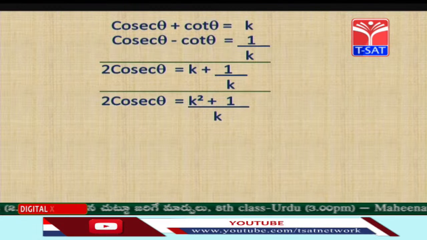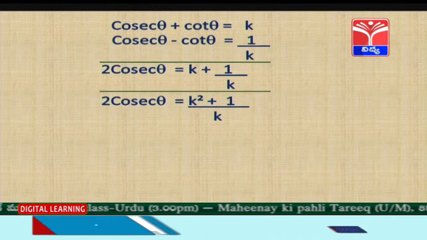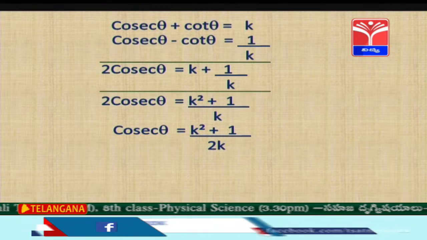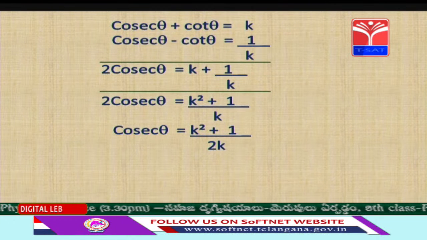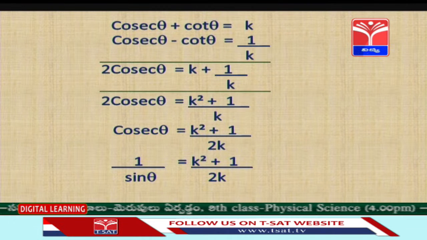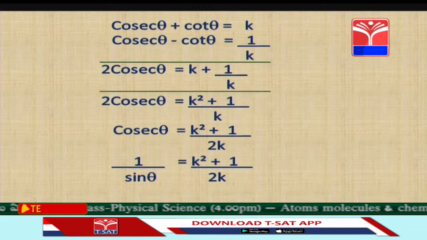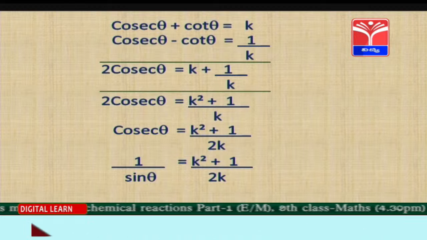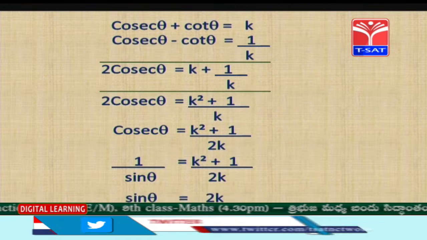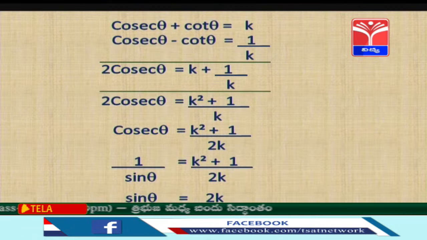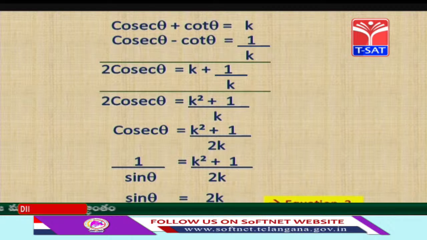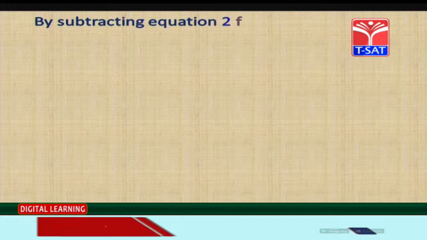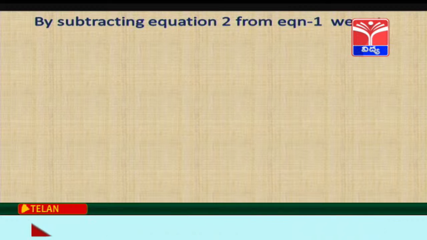2 cosec theta is equal to (k square plus 1) by k, because you are taking the LCM here, isn't it? Now, cosec theta is equal to (k square plus 1) by 2k. Now cosec means 1 by sine, so I am going to convert into sine. So, 1 by sine theta is equal to (k square plus 1) by 2k. Therefore, sine theta is equal to 2k by (k square plus 1). I will call this equation 3. Are you clear, children?